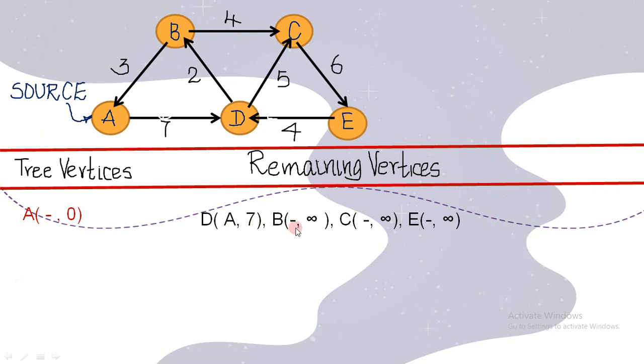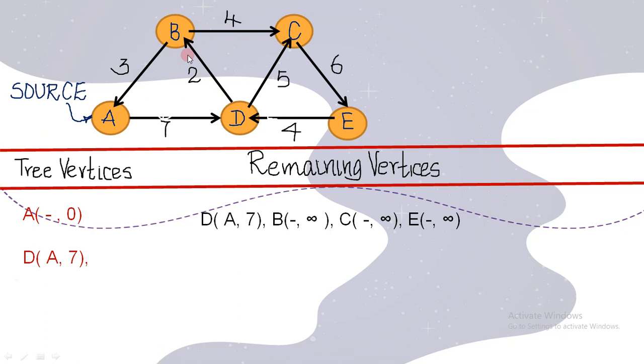B is not connected to A, therefore the distance is infinity. C is also not connected. E is also not connected to A, therefore the distances are respectively infinity. Therefore, in the first iteration, D will be chosen. Okay, D is connected to A with a distance of 7 units.